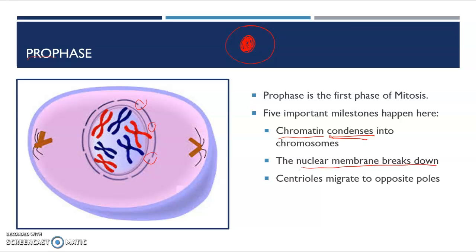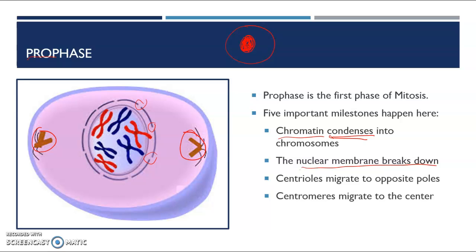The centrioles, if you'll remember from structures and functions of the cell, are going to migrate to opposite poles of the cell. Poles here meaning sides. Like we have a north pole and a south pole on the Earth. Here we're going to have a left and a right pole, or a left and a right side of the cell. There's a very important reason it does that.